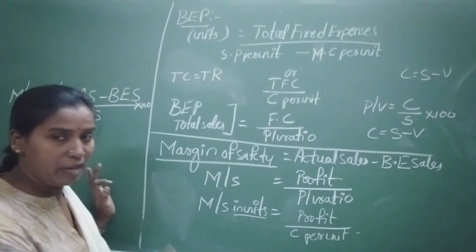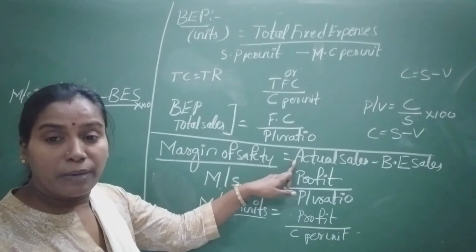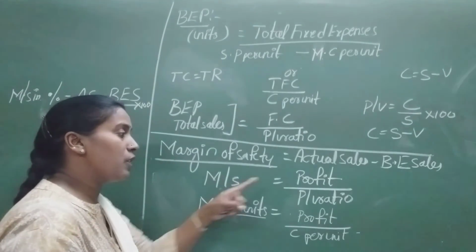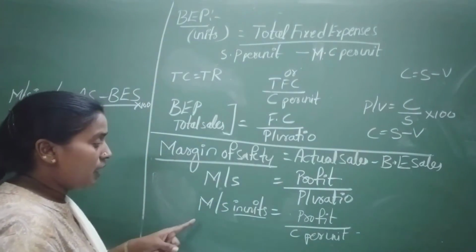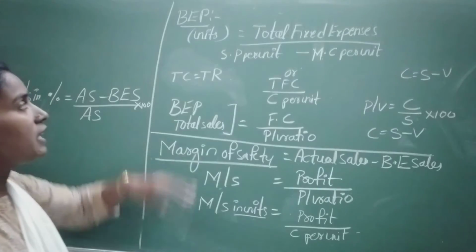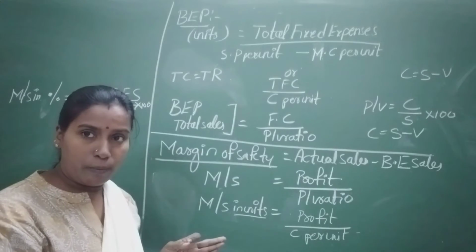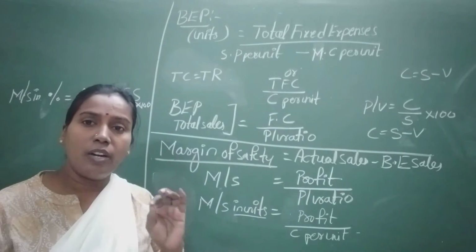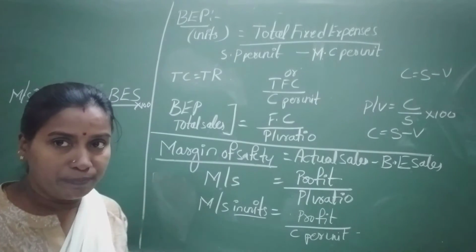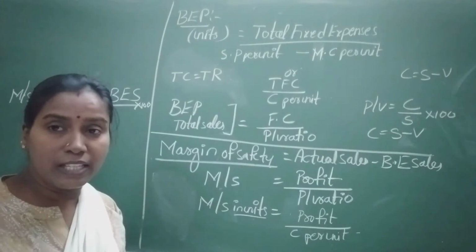So there are three formulas for margin of safety. First formula: margin of safety is equal to actual sales minus break-even sales. Second formula: margin of safety is equal to profit by PV ratio. And the third formula: margin of safety in units is equal to profit by contribution per unit. For break-even point also I explained three formulas. For the margin of safety also you are using three formulas. According to the information given in the question, we apply the formulas depending upon the information. Clear?